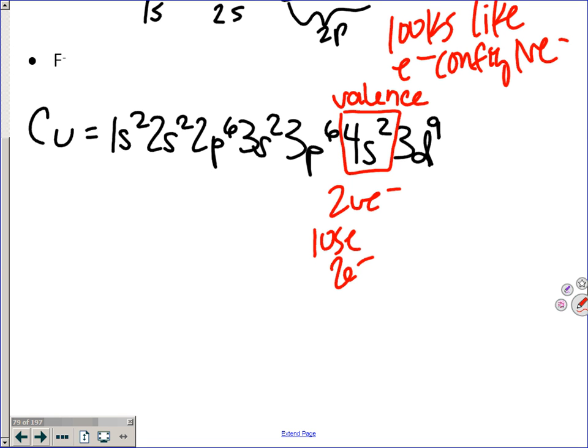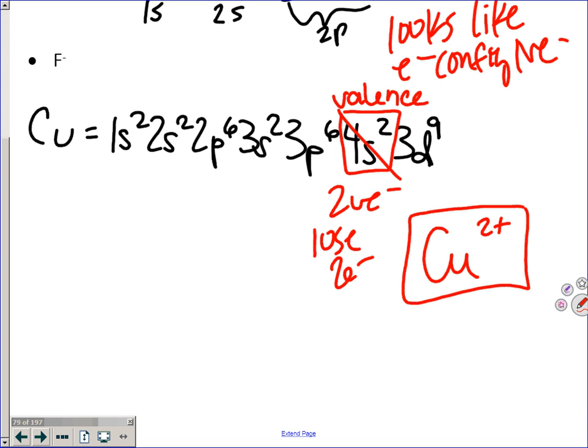So rewrite this or just note it. What's going to happen here? We just get rid of them. Those are the 2 that would get lost if we were to form what ion? 2 plus. This is copper 2 plus. What I've drawn in, I haven't actually written it out.